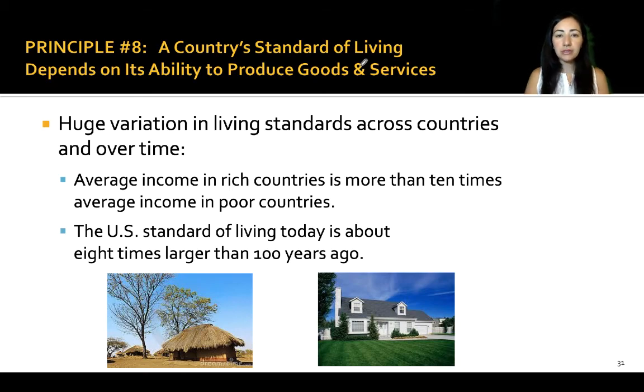Principle 8. A country's standard of living depends on its ability to produce goods and services. So there's a huge variation in living standards across countries and over time. Average income in rich countries is more than 10 times average income in poor countries. Currently, if we just think about our own country across time, the standard of living today is 8 times larger than it was 100 years ago.